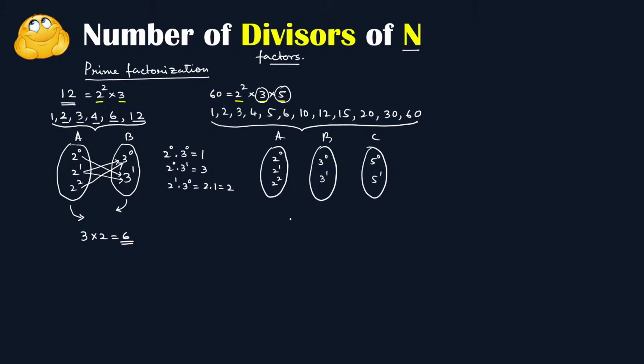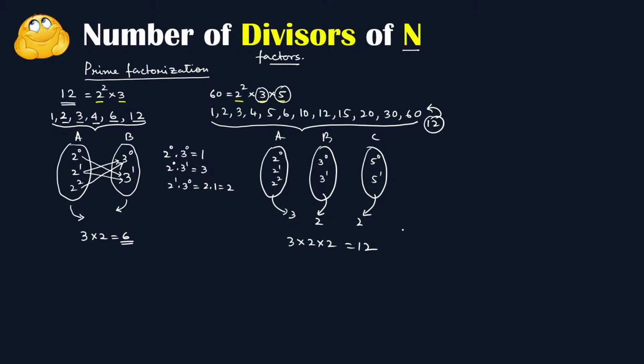Now, the total number of divisors of 60 will be, here there are 3 elements, here there are 2 elements, and here again there are 2 elements. Therefore, the total number of divisors or factors will be 3 into 2 into 2, that gives us 12. And you see, we got 12 divisors here. Is it clear to everyone? Is this clear to everyone?